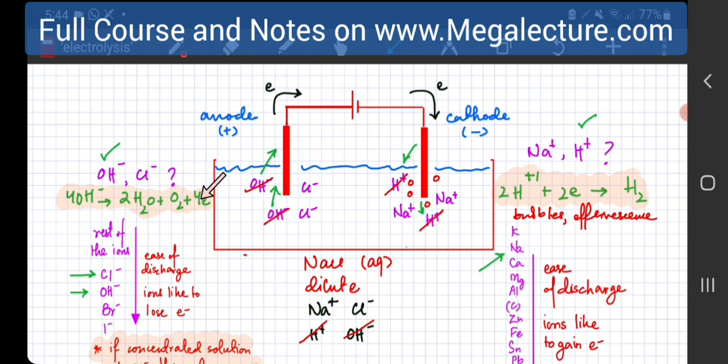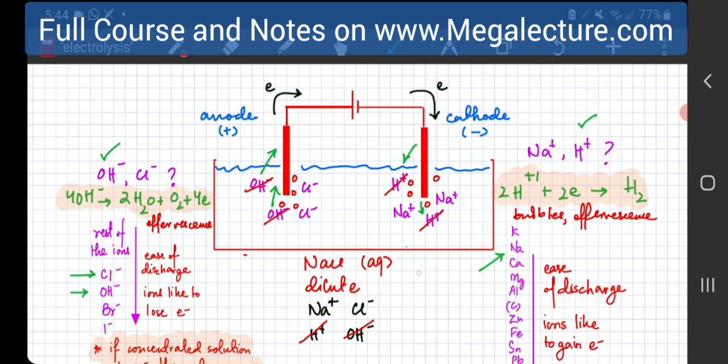What's the observation at the anode? It's the same, oxygen gas is being produced. So you're going to notice bubbles around the anode. So there'll be tiny bubbles that would be produced at the anode. And it's the same observation, which is bubbles or effervescence. So exact same observation, bubbles, effervescence.